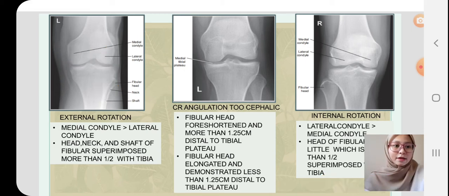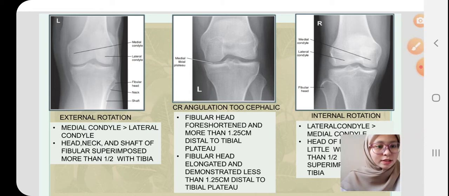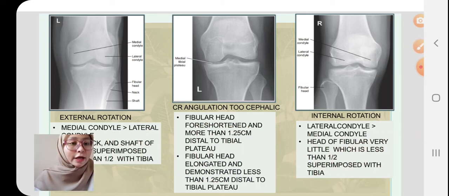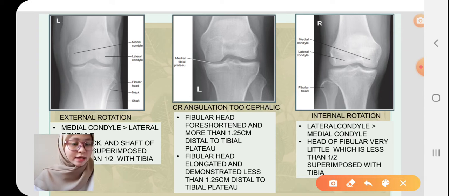For internal rotation, the size of the lateral condyle is bigger than the medial condyle.